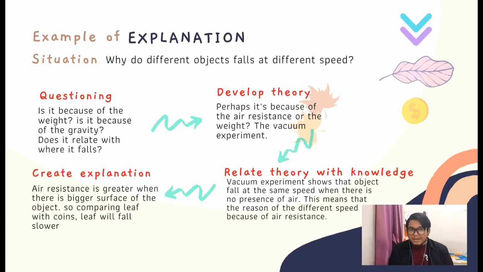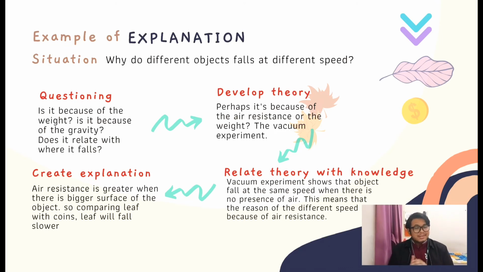Right. After that, we try to create an explanation based on the observation that we get, based on the questions we get, based on the theory, and based on the knowledge that we relate with the theory. So our explanation will be: air resistance is greater when there is a bigger surface of the object. So comparing a leaf with coins perhaps, or apples or durians or any objects that you want, the leaf will fall slower because of the air resistance that acts on the object.